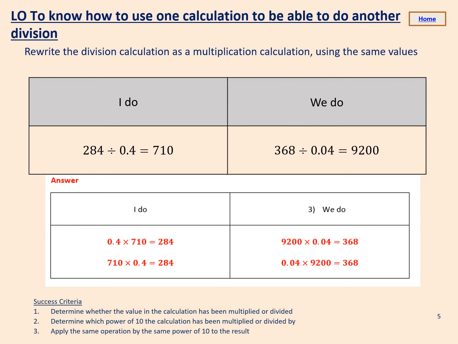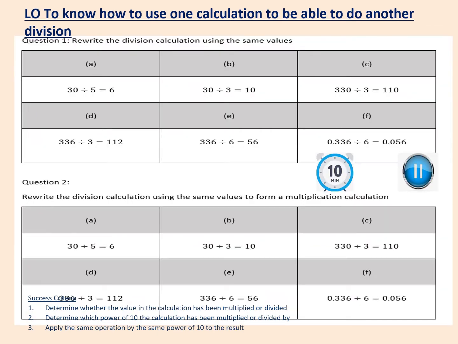368 divided by 0.04 equals 9,200. 9,200 times 0.04 equals 368. 0.04 times 9,200 equals 368. Copy those down if you need to. Okay, have a go at these questions then, please.